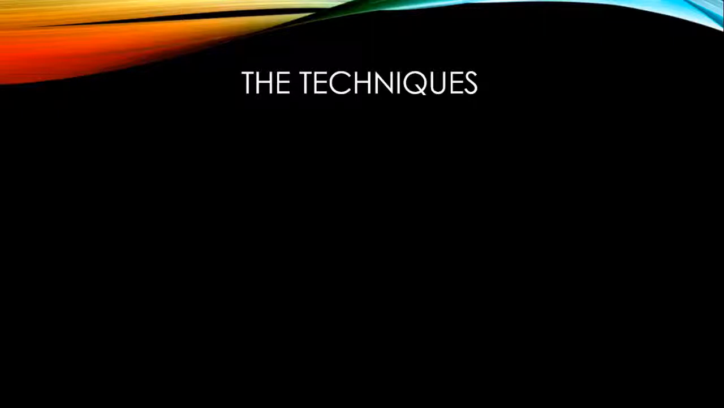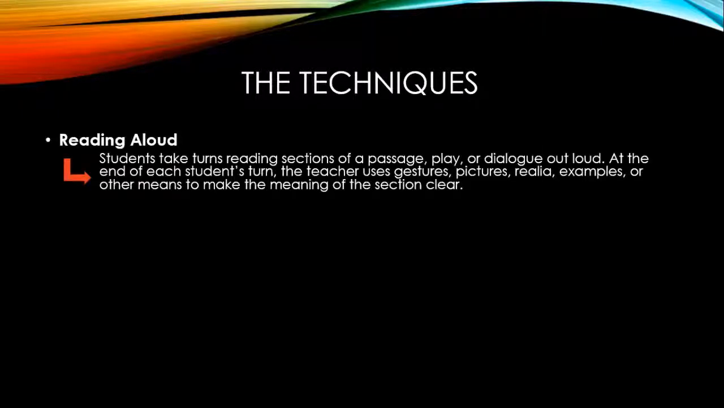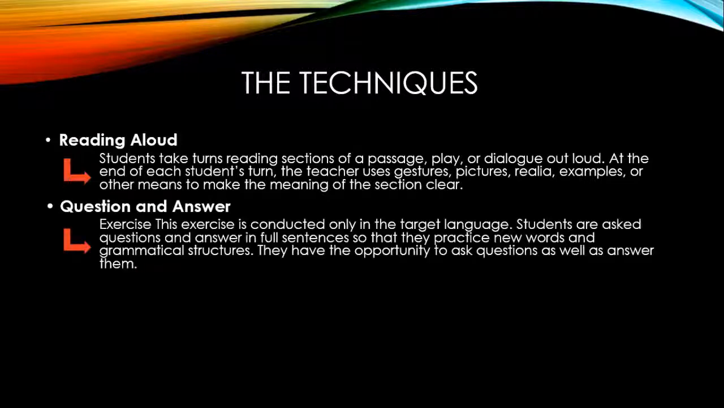The techniques. The first one is reading aloud. Students take turns reading sections of a passage, play, or dialogue out loud. At the end of each student's turn, the teacher uses gestures, pictures, realia, examples, or other means to make the meaning of the section clear. Question and answer. This exercise is conducted only in the target language. Students are asked questions and answer in full sentences so that they practice new words and grammatical structures. They have the opportunity to ask questions as well as answer them.